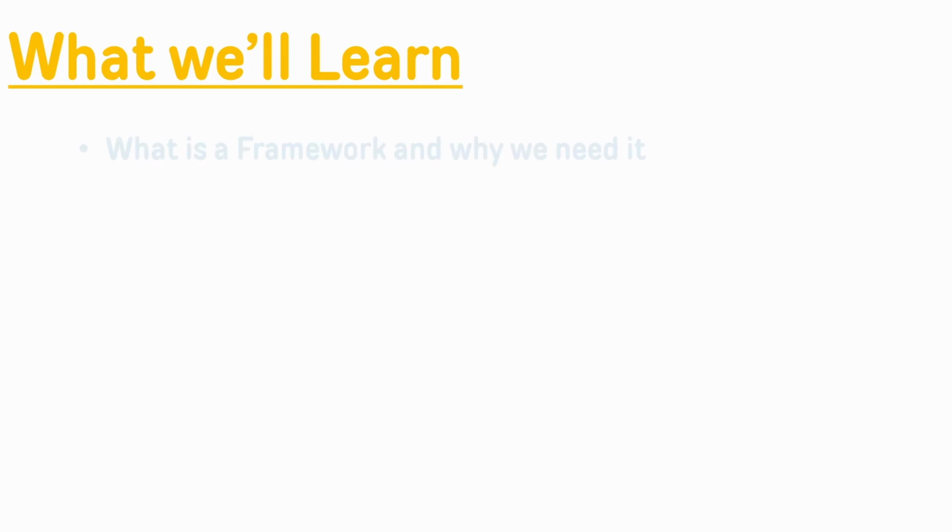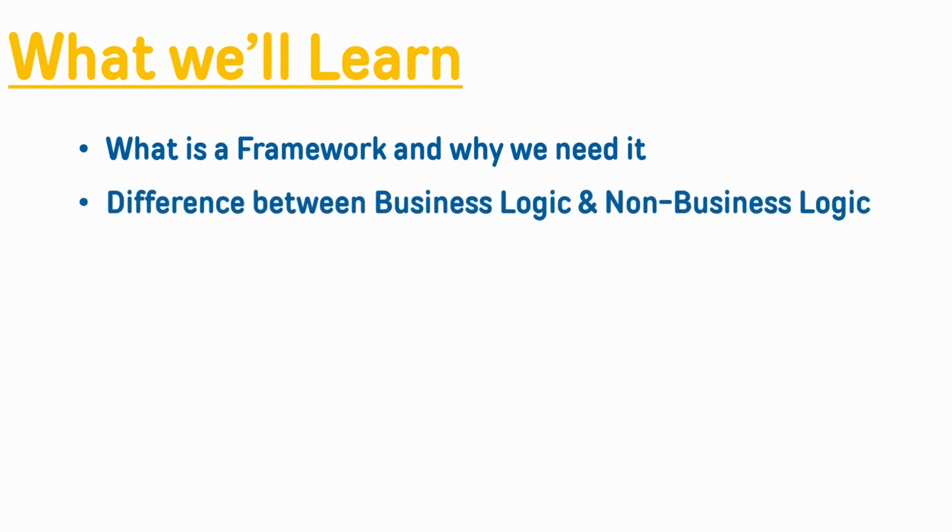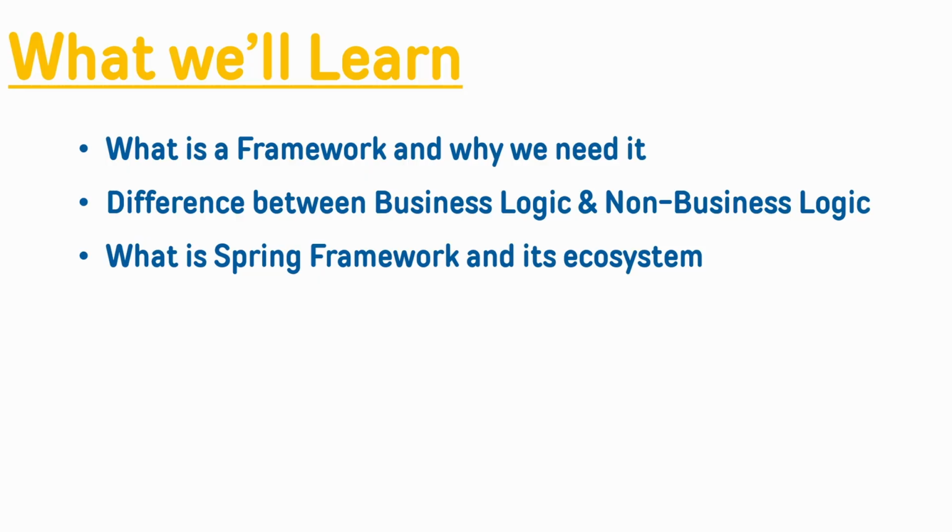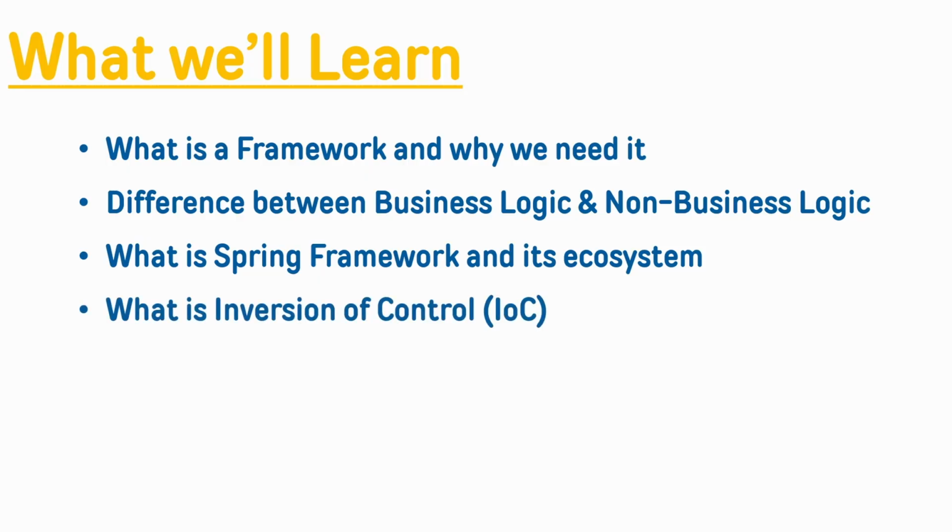In today's video we are going to learn about what a framework is. First we will start with the very basics: Spring is a framework. So first we need to understand what a framework is and why we need it. Next we will learn that in any software application there are two types of logic, and the difference between business logic and non-business logic code. Then we will learn about the Spring framework and its ecosystem, and finally we will learn about inversion of control. The major frameworks work on this principle, inversion of control. So in today's video we are going to master all these four concepts in great detail.